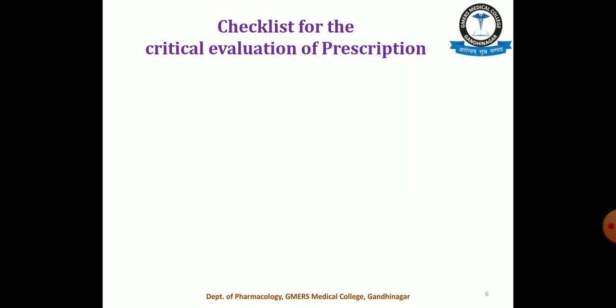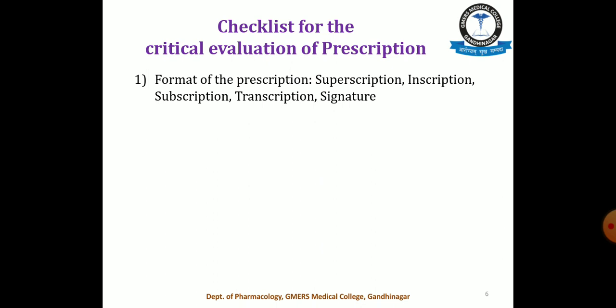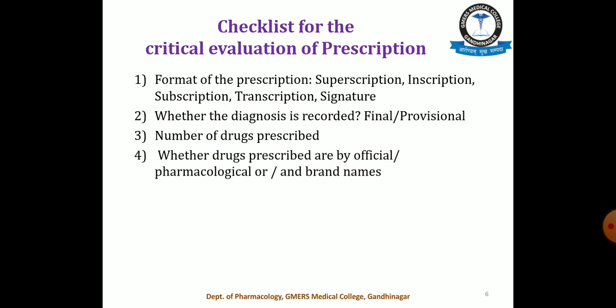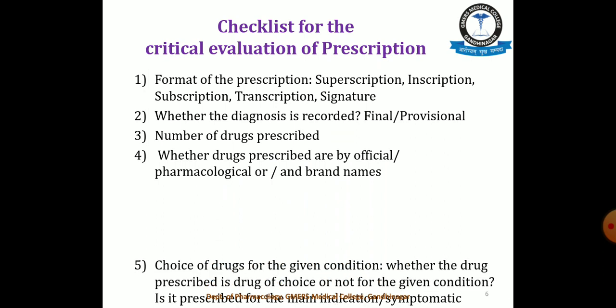Now, whenever you critically evaluate any prescription, if you follow a certain checklist, then you cannot miss any important point. First and foremost is the format of the prescription, whether all parts of the prescription, superscription, inscription, subscription, transcription, signature, are mentioned or not. Then second, whether the diagnosis is recorded or not. Then next is the number of drugs prescribed. Then another very important point is whether the drugs are prescribed by the generic name or brand name. As we have discussed, drug must be prescribed by the generic name.